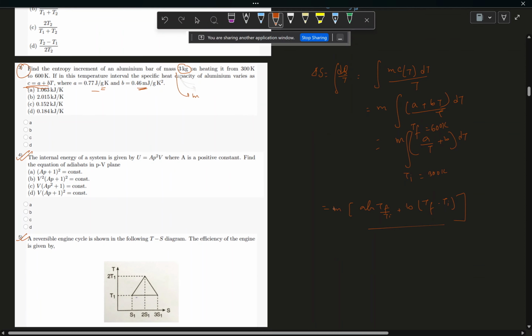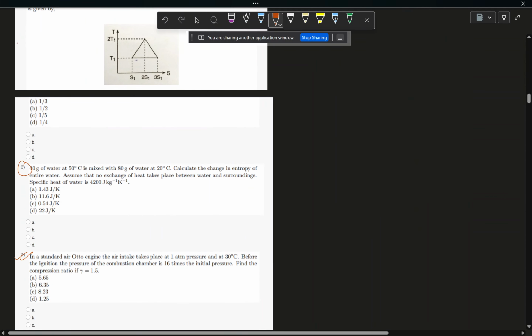Now you can just carefully substitute the values, all maintaining the same units, and you will have the answer if you calculate that carefully. Now this is also done. And the last question that is uncommon from the practice problem, I will be giving the hint to you too, is question number 6. 40 gram of water at 50 degrees centigrade is mixed with 80 gram of water at 20 degrees centigrade. Then calculate the change in entropy for the entire water.